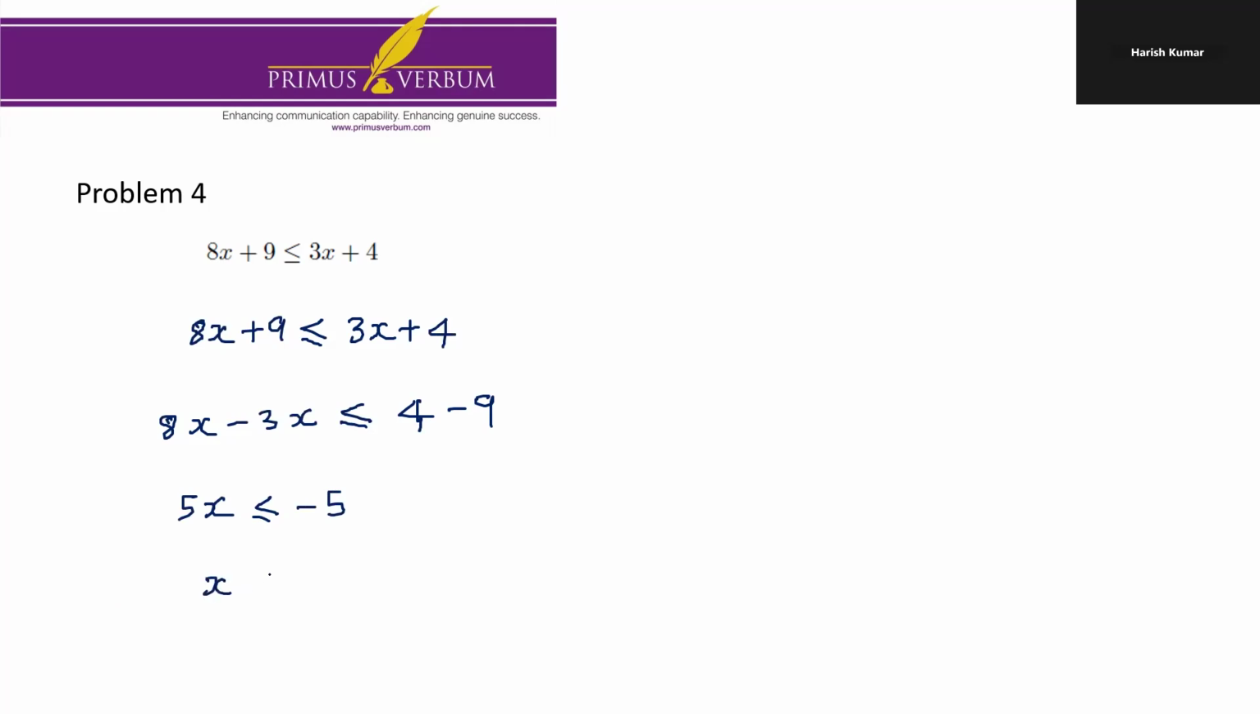So x will be less than or equal to -5 by 5. So therefore x ≤ -1. Hope this is clear.